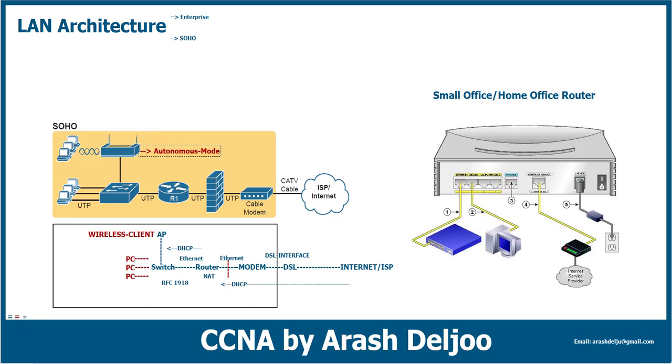Actually in the SOHO, the small office, home office, in most cases we are using one device with multiple capabilities. For example, inside of this device we have one Ethernet switch for the wired Ethernet connection. We have one wireless access point or AP to communicate with the wireless devices and forward the frame to and from the wired network. You know that the function of the AP is translating the 802.11 frame to an 802.3 frame, meaning Wi-Fi to Ethernet and also Ethernet to Wi-Fi.